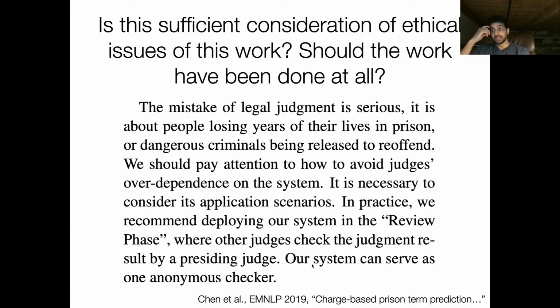But there was a lot of debate after this paper was published as to whether this kind of work should be done at all. Was there sufficient consideration of the ethical questions here? What would actually happen if this system were deployed? It makes so many errors that practically speaking, if it were deployed, no one would rely on it. No reasonable judge would consider it if it's giving you the wrong judgment or charge or prison term 40% of the time, right?